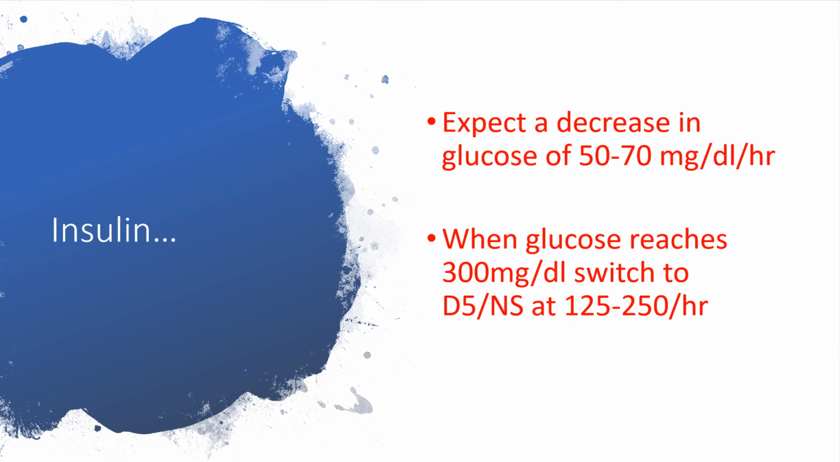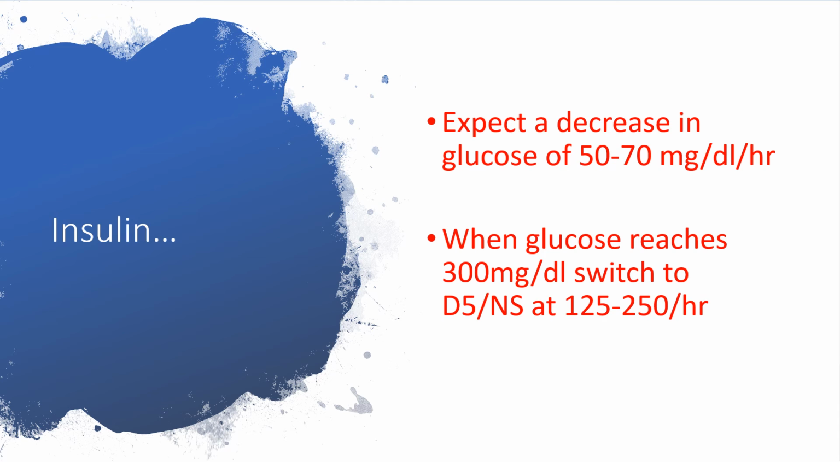So you can expect a decrease in your glucose of 50 to 70 milligrams per deciliter per hour. So when you first start giving insulin, it is very important that you check that glucose at least once every 15 minutes within the first couple of hours.